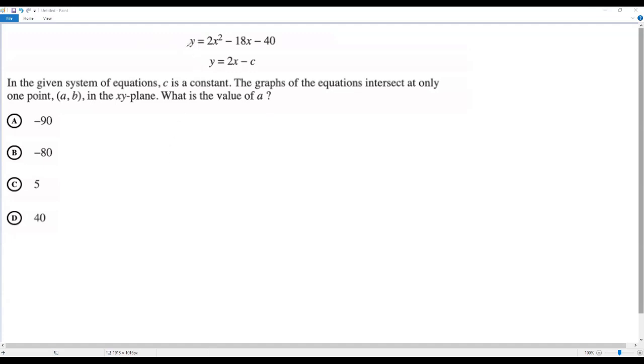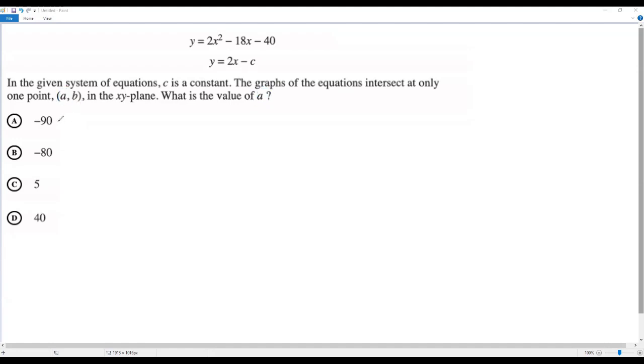Okay, here we have a quadratic function and a linear function. For a quadratic function, we get a parabola graph, and for a linear function, we get a line. The parabola and line intersect at exactly one point. The point of intersection is given, that is (a, b). We are asked to find the value of a, which is the x-coordinate at the point of intersection.